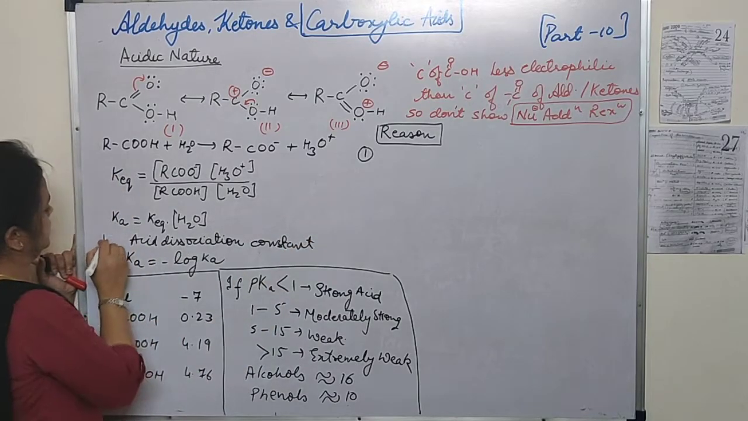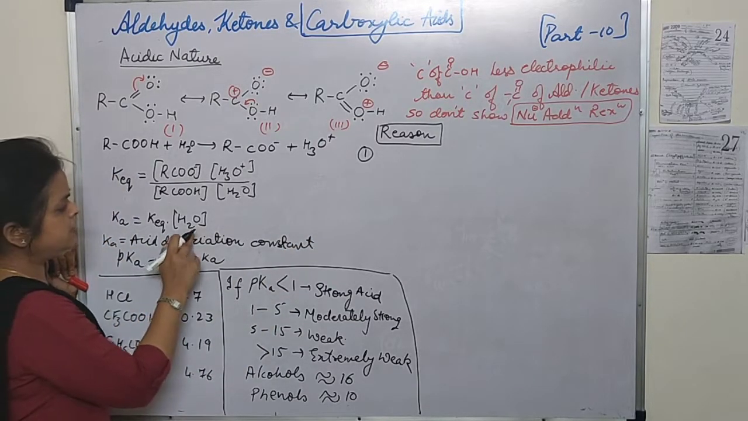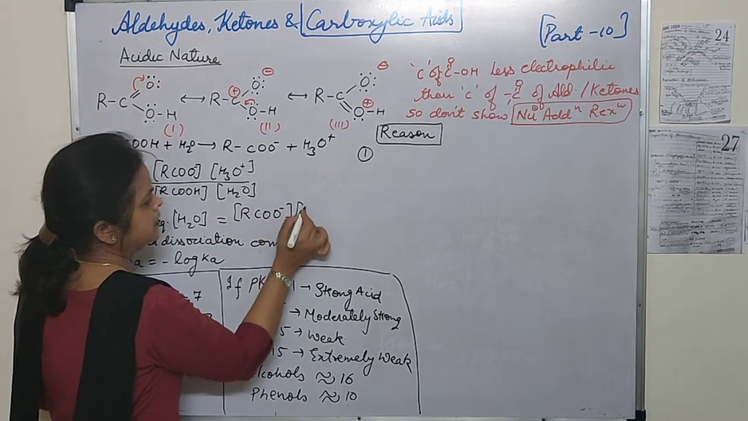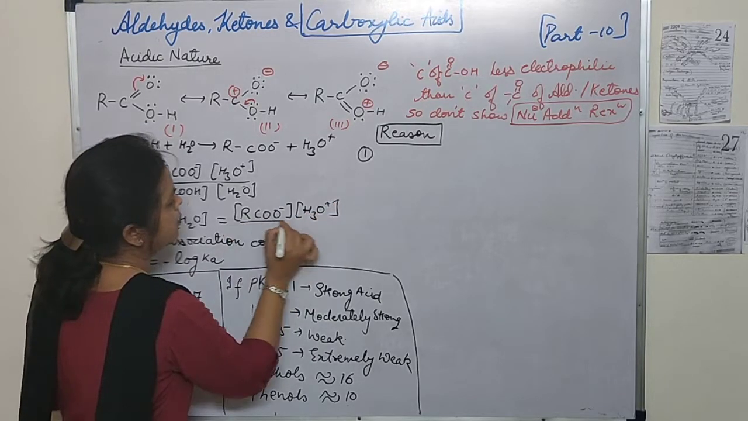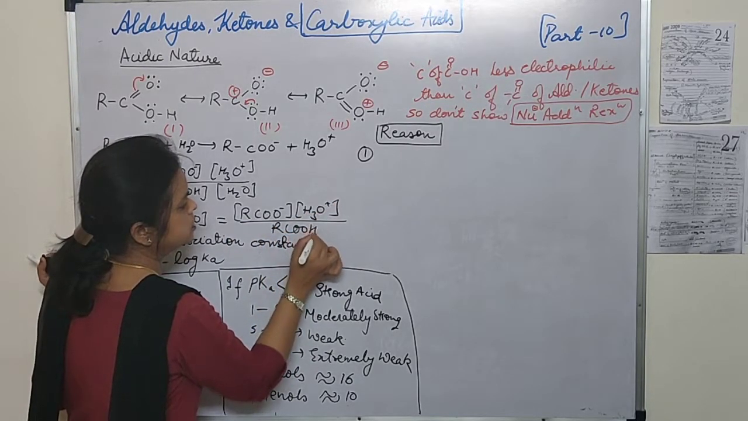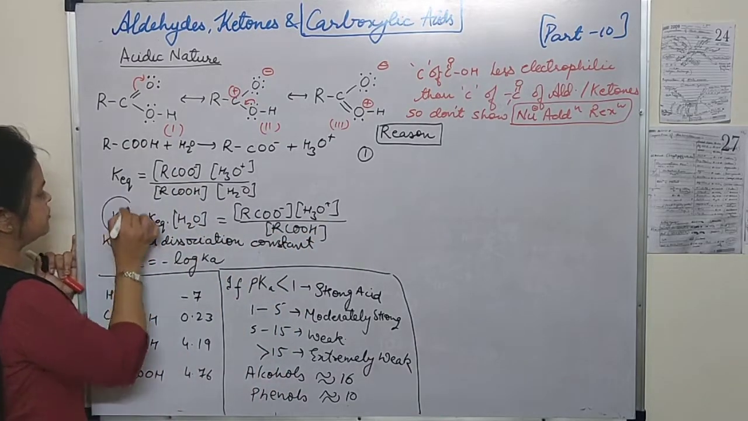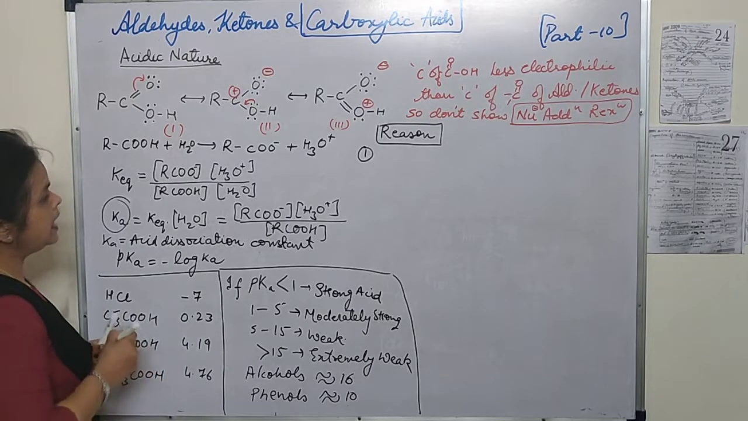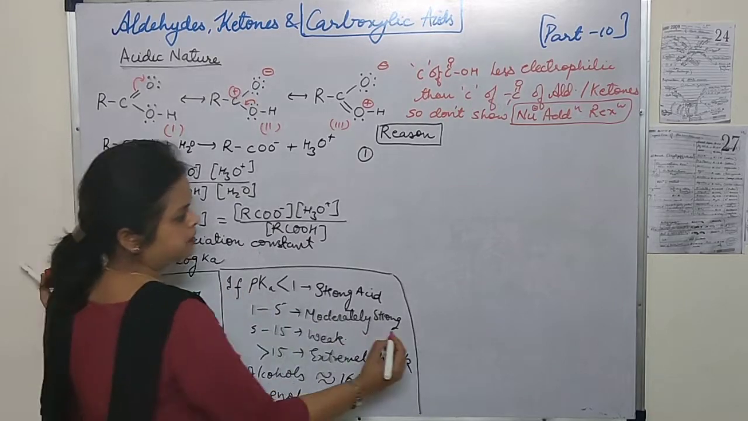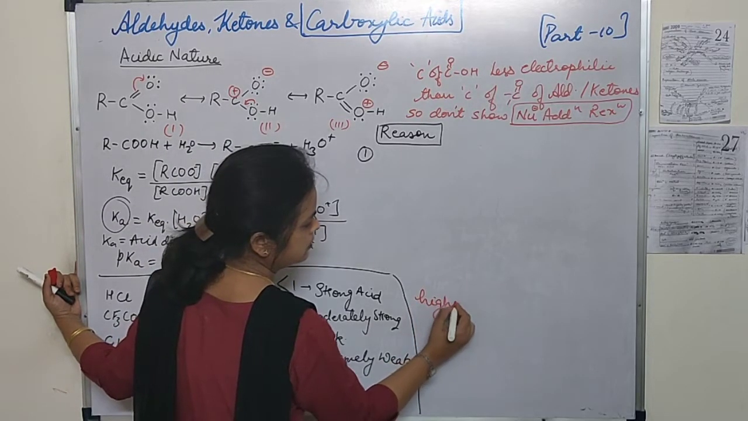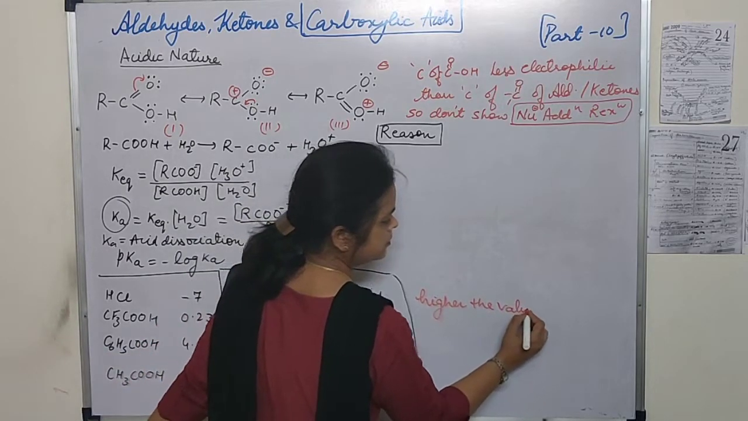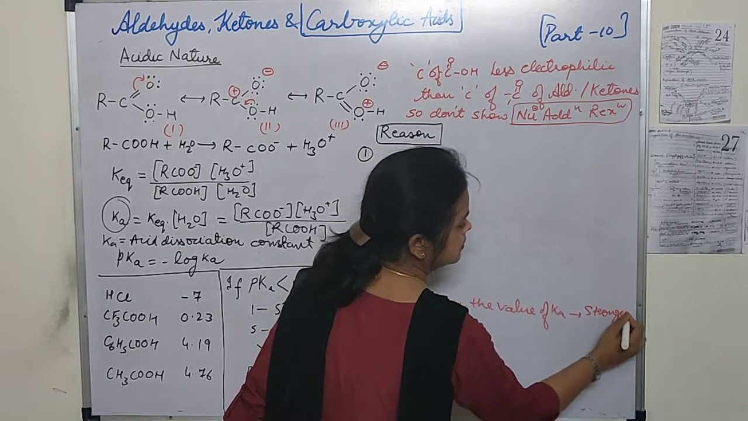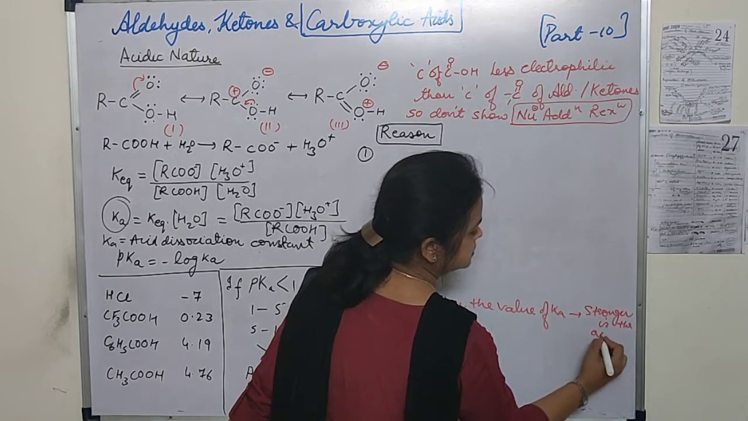Okay, Ka. Now, what is the value of this Ka? RCOO negative and H3O positive upon RCOOH. Now students, on the basis of the value of Ka, you can tell about the strength of the acid. Higher the value of Ka, stronger is the acid. Stronger is the acid. Okay.